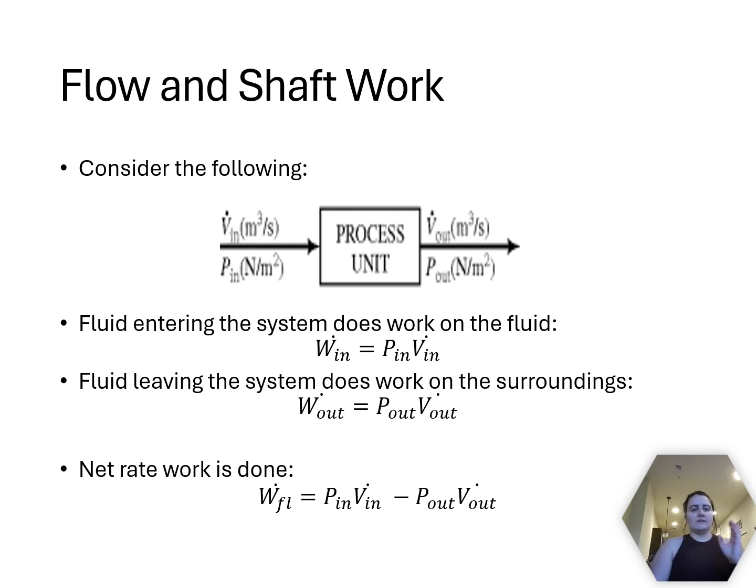And that work is the work in. It's going to be the pressure in times the volumetric flow in. So if you take a look at the units, right, if we multiply a Newton per meter squared times a meter cubed per second, we get units of joules per second. And you'll notice that all of these terms have dots over them, the work terms and the volumetric flow terms.